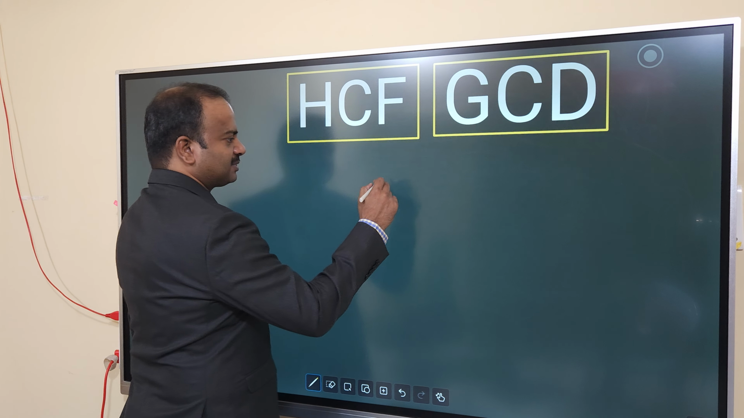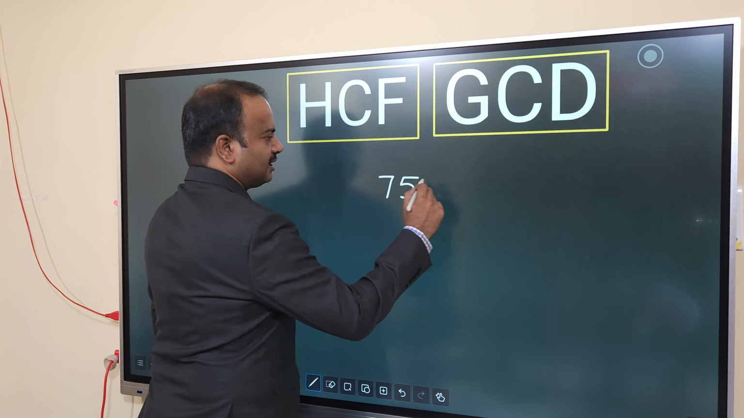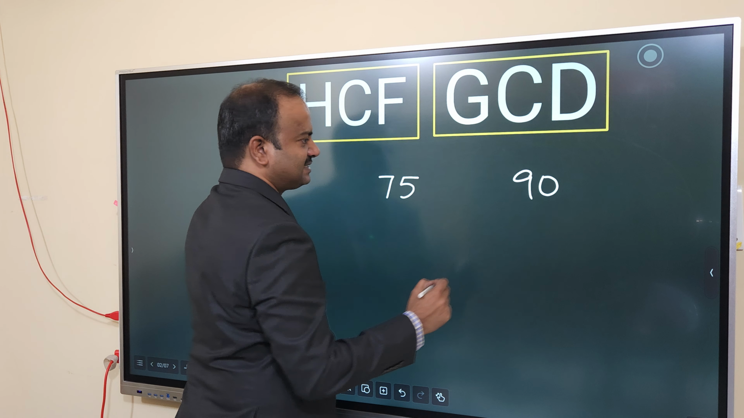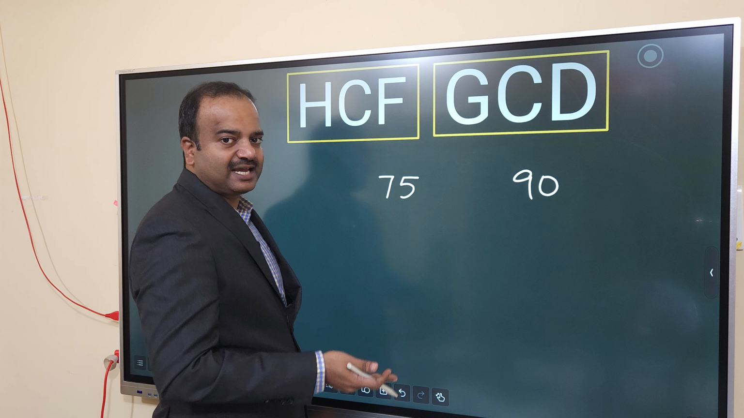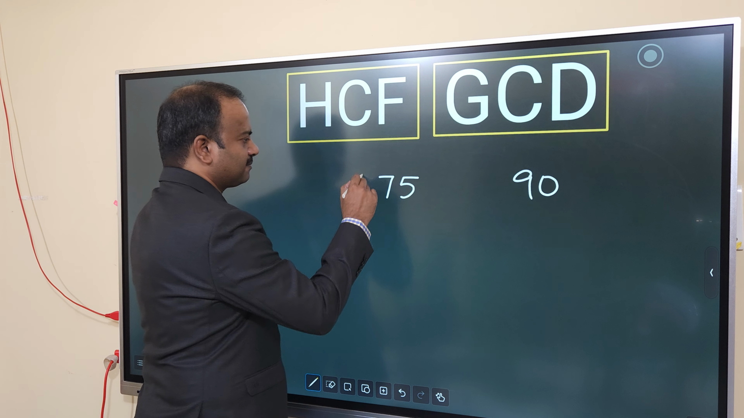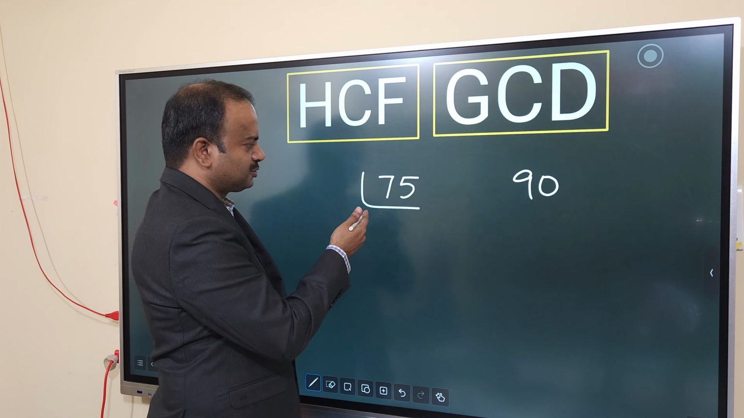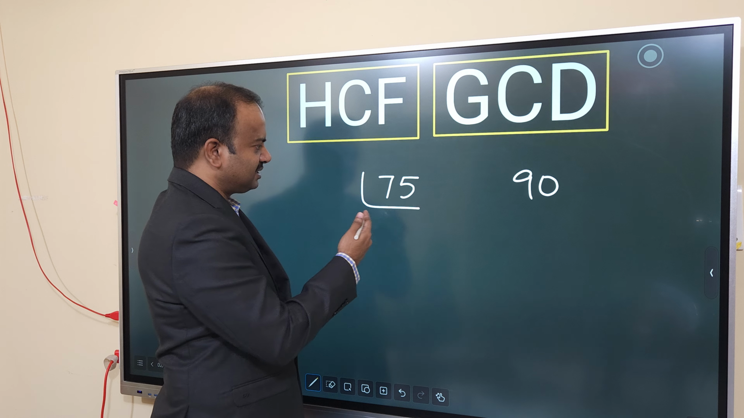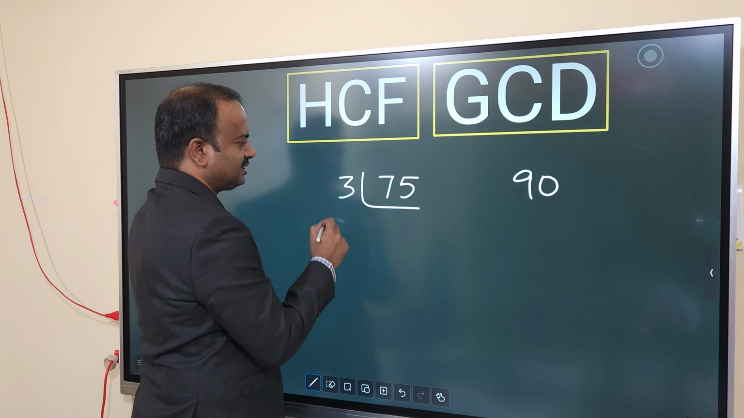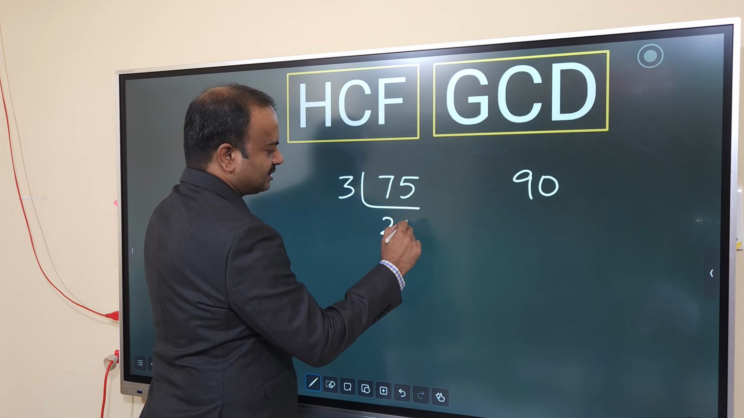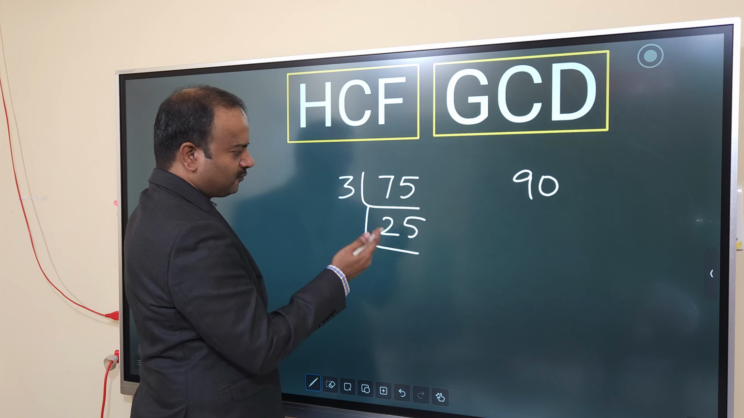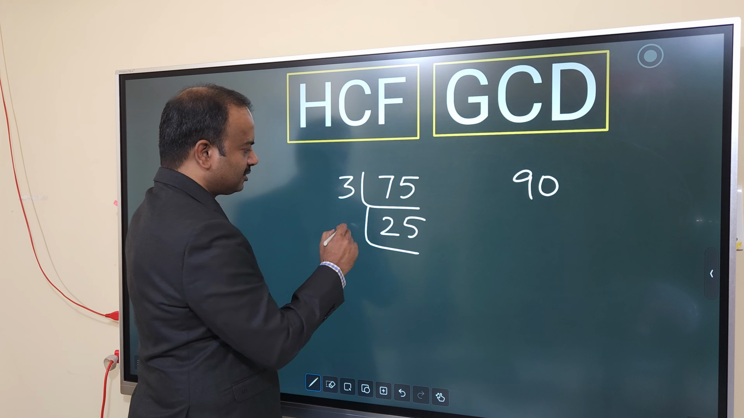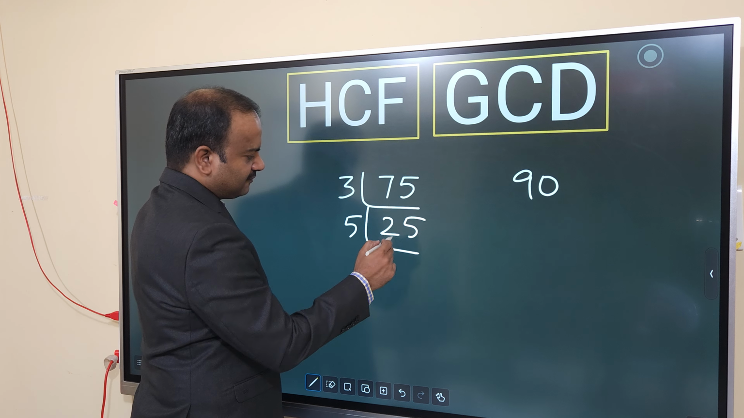So let's take, for example, 75 and 90. We'll try to find the GCD. Now to do that, you have to start by dividing with the smallest prime. The smallest prime you can think of is 2. 2 will not divide 75. Let's take 3. 3 will divide 75. So I'm going to write 3, and 3 fives are 15, and 3 fives... again I'll divide. 3 will not go. 4 is not a prime. 5 I can do with 5, and 5 fives are 25.